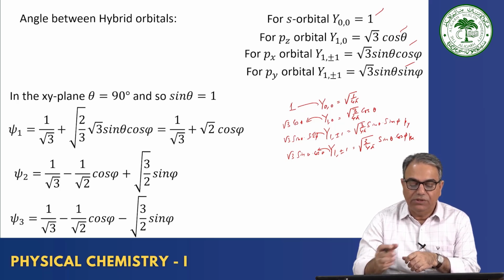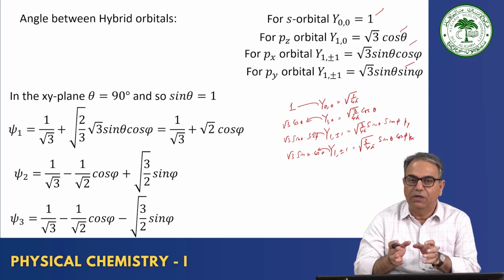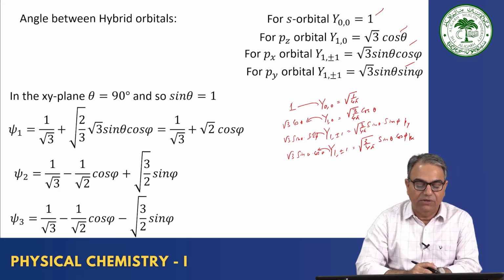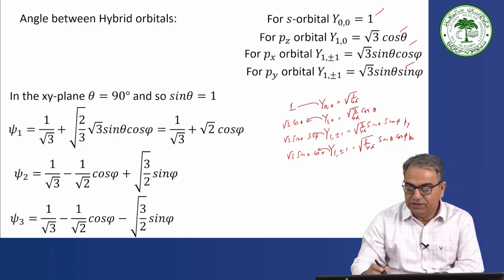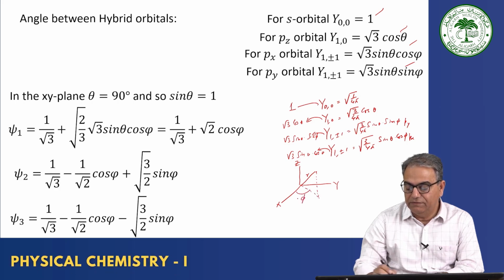Okay. If you use this, and if you put these values into the first orbital psi 1, then see what you get. In the xy plane, theta is equal to 90 degrees, and so sin theta is equal to 1. So what is the xy plane? If you remember the polar coordinates, there was the z axis, the x axis, the y axis. And this was your r, and if you drop a perpendicular in the xy plane and then join these 2 points, then the angle it makes is the phi angle.